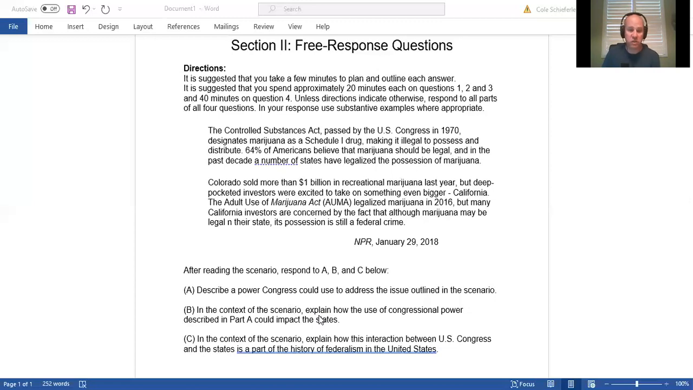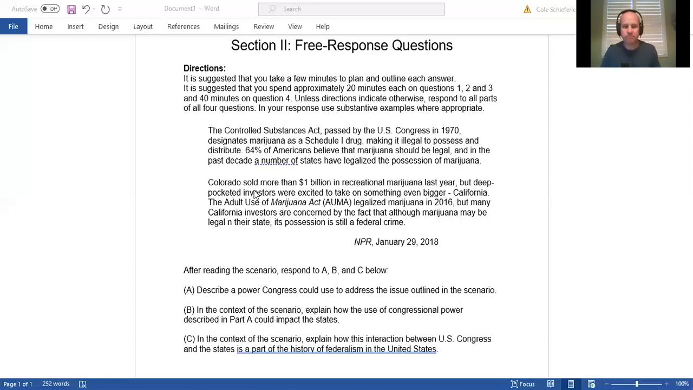So when it says to explain how the use of congressional power is in Part A, we're now going to talk about how or why the power we described here is going to actually impact the states. Okay? All right, so let's read the quote, and then I'm going to walk through what I think a good answer would be. And remember, there are multiple correct answers in here. Try to think of these as we go along.